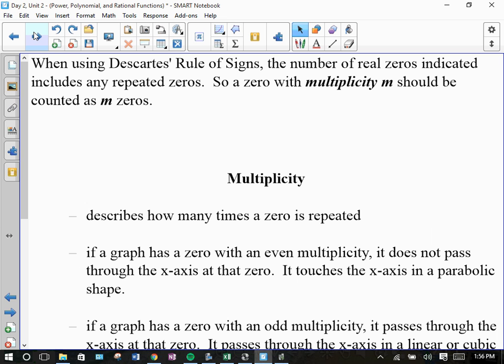You guys write this down. Alright? Using the Descartes rule of signs, the number of real zeros indicated includes any repeated zeros. So a zero with a multiplicity n should be considered as n zeros. So when something has a multiplicity of 2 or a multiplicity of 3, that means it counts as 2 zeros or 3 zeros.